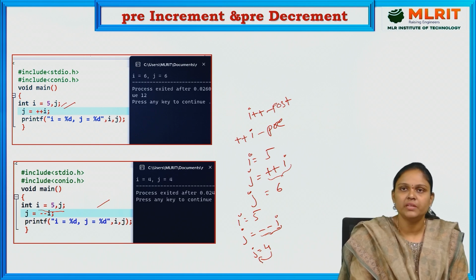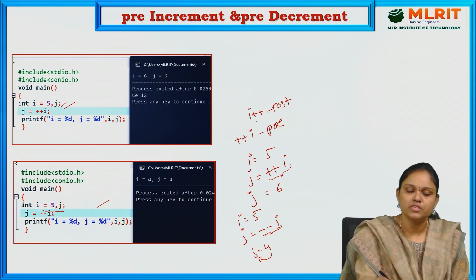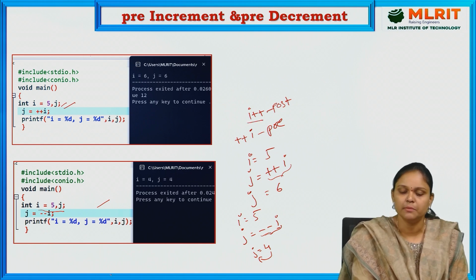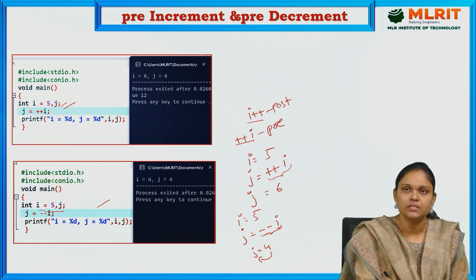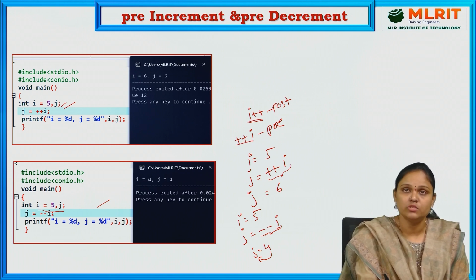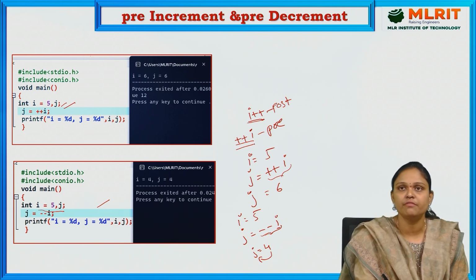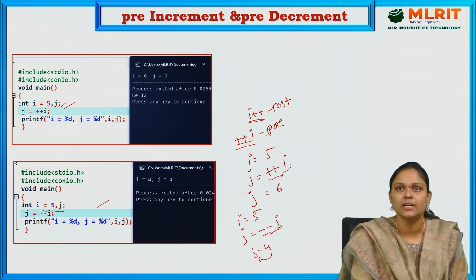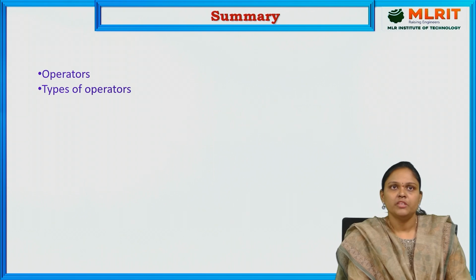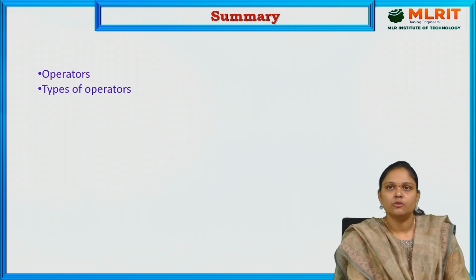So the difference between pre-increment and post-increment is, in the post-increment, the operator is placed after the operand. In the pre-increment, the operator is placed before the operand. So in the post-increment, first we use the i value and then we increment, and coming to the pre-increment, first the value is incremented and then we use that incremented value. Coming to the summary, we have seen about operators and also the types of operators, and the remaining operators we'll see in the next class. Thank you.